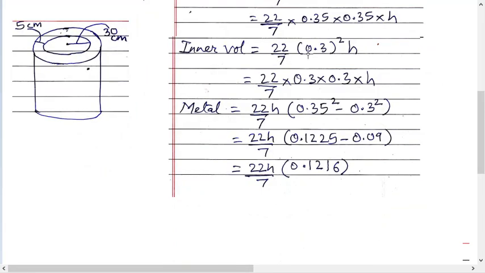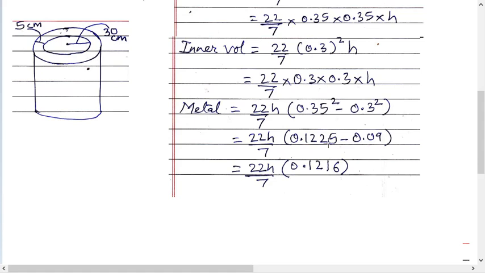Inner volume again pi r square h. So 22 by 7 into 0.3 into 0.3 into h. Right? So that is the inner volume. Now metal. What will be the metal? Outer volume minus inner volume. So 22 by 7 into h, that is common for both. So 22 by 7 into h common, 0.35 square minus 0.3 square. Right? So what is it?